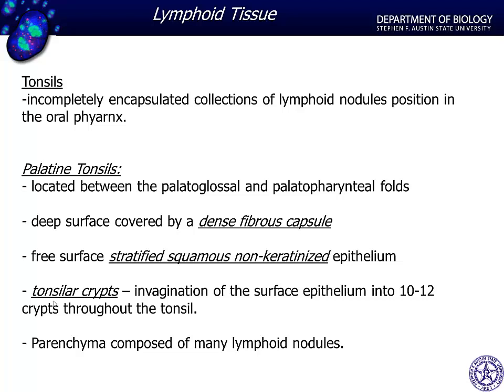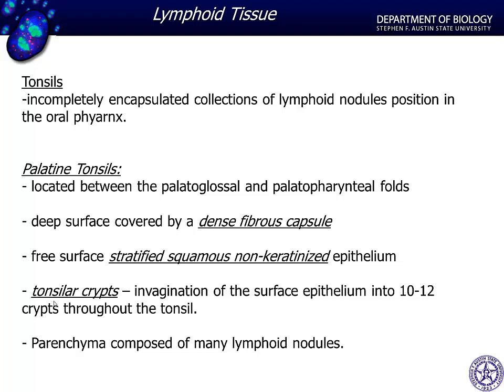Now, the deepest part of our palatine tonsil is not going to be stratified squamous non-keratinized epithelium. It's simply going to be our lymphocytic tissue adjacent to a dense fibrous capsule. And so early on, removal of tonsils was often done with a wire lasso that you loop around the tonsil, and as you pull that tighter and tighter, it simply slices through the dense fibrous capsule to remove that tonsillar tissue from the underlying connective tissue.